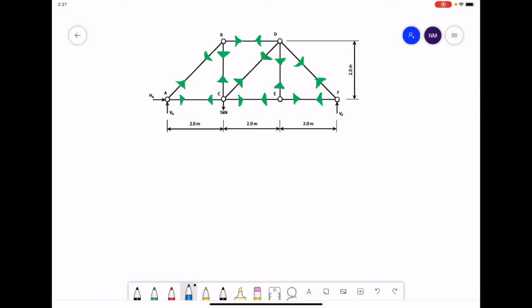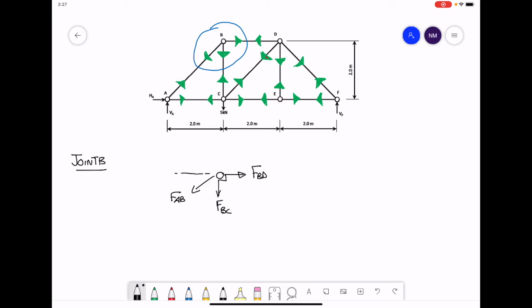Now we're going to look at the next joint, joint B, to try to resolve the forces at this location. First of all, we will do a free body diagram showing the forces as they are, as circled. We have a force BD, force BC, and force AB. Angles are 90 degrees or 45 degrees. Careful, we're going to use the angle of 45 degrees relative to the horizontal.